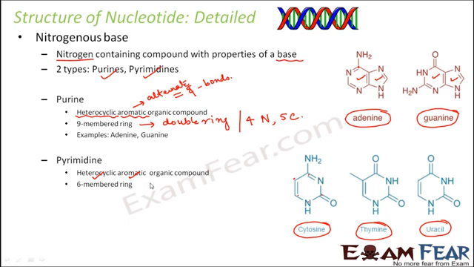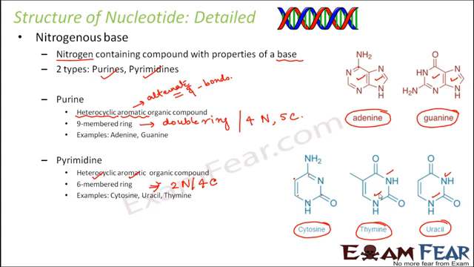Here, how many nitrogens and carbons do you have? In this case, we have 2 nitrogens and 4 carbons. If you look at any of their structures, you will see there are 2 nitrogens and 1, 2, 3, 4 carbons on the ring. So looking at the type of ring present, we can distinguish whether a nitrogenous base is a purine or a pyrimidine. Examples of pyrimidine are cytosine, uracil, and thymine. These are the important nitrogenous bases.